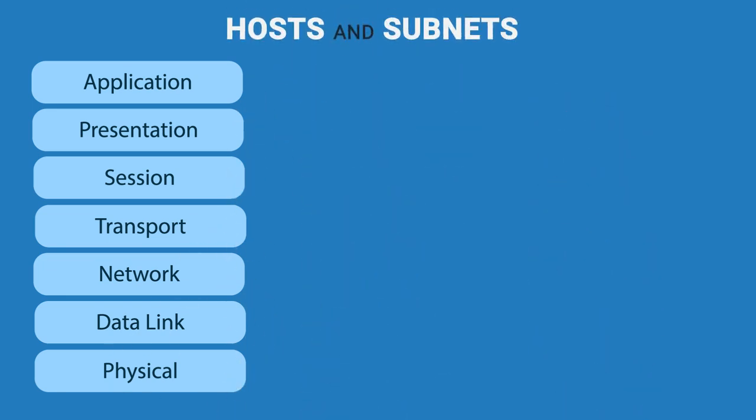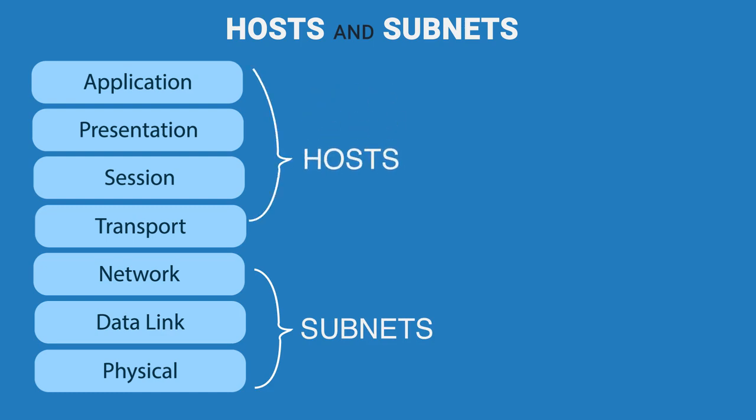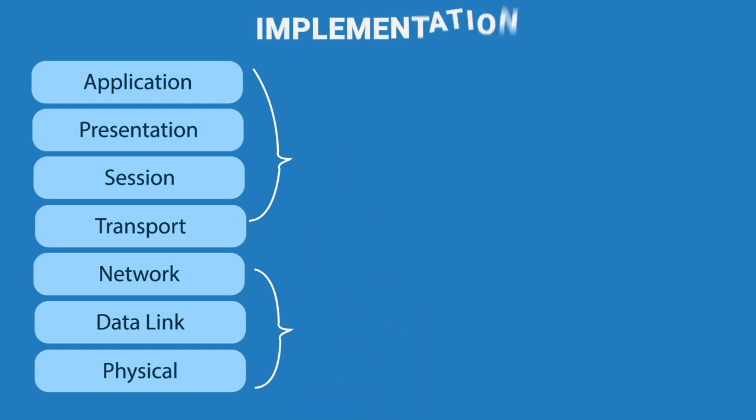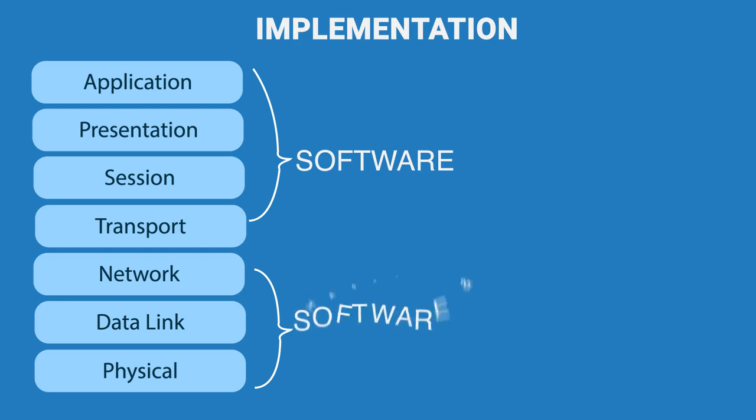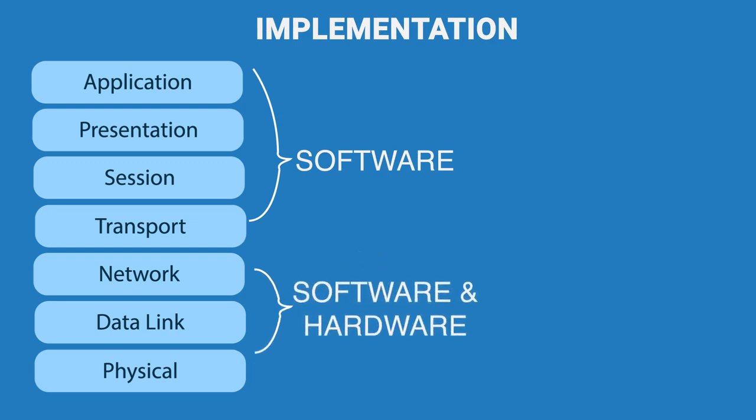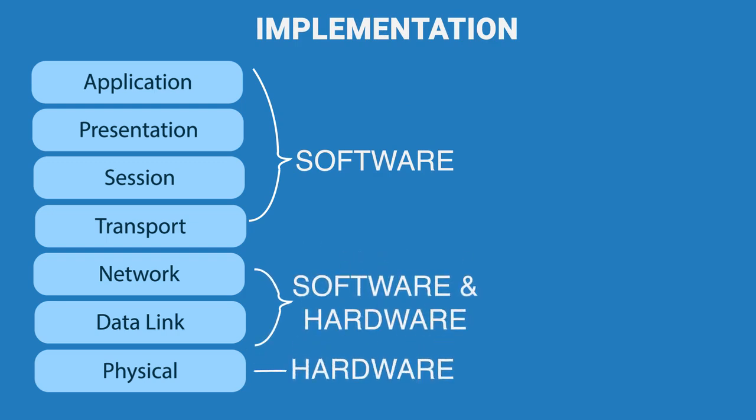Hosts and subnets are the basic elements in computer networks. Subnet is involved in lower layers 1, 2, and 3. Hosts are involved in upper layers 4, 5, 6, and 7. We can say that the upper layers are almost always implemented in software, and the lower layers are a combination of both software and hardware, except for the physical layer, which is mostly hardware.